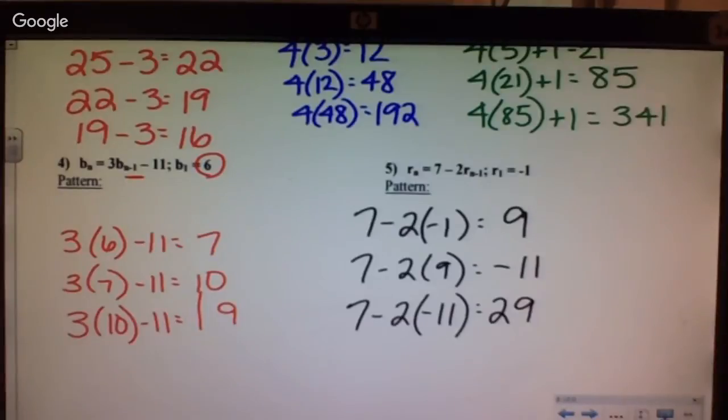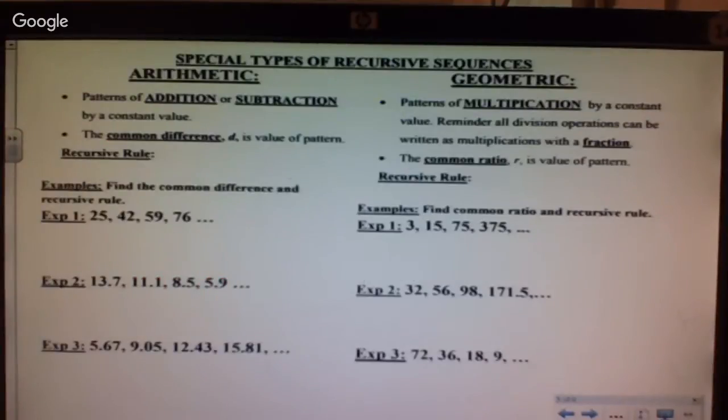All right, last little bit. So you've got special types of recursive sequences. The first one is called an arithmetic sequence. Patterns of addition or subtraction by a constant value. So that means that I can't have +2 and then -3 and then +2 and then -3. It has to be +2, +2, +2, +2, +2. It cannot switch up.